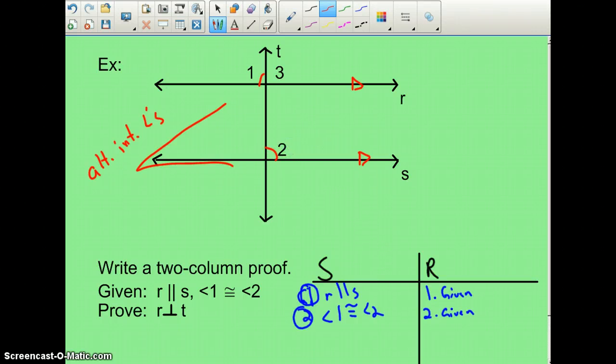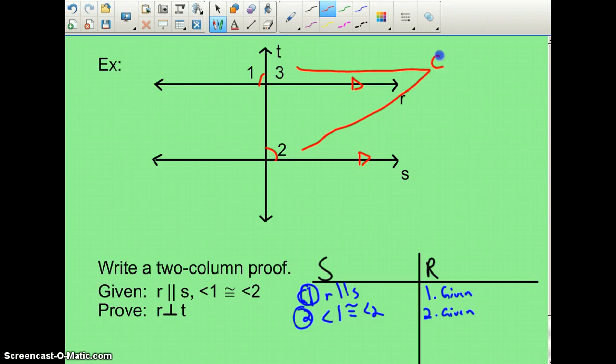Now angles 1 and 2 aren't any special type of angle, so I'm not going to label that. But I am going to label that 3 and 2 would be corresponding angles, which I know are going to be congruent. And actually, that's the next thing I'm going to write down on my proof, that by the corresponding angles postulate, angle 2 would have to be congruent with angle 3.